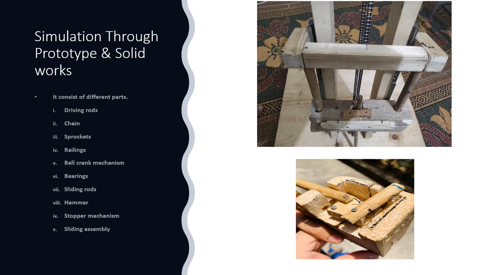We have also simulated it through a prototype. We have designed a prototype of the machine and also simulated it through SolidWorks. The prototype we have designed consists of different parts like driving rods, chains, and sprockets as the main parts of the assembly. Railings, instead of a sliding mechanism, we have used railings in the prototype, and a bell crank mechanism, bearings, sliding rods, hammer and stopper mechanism, and sliding assembly, to show practically how our research will work.